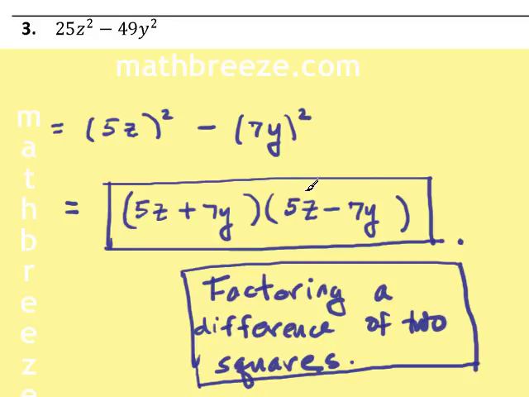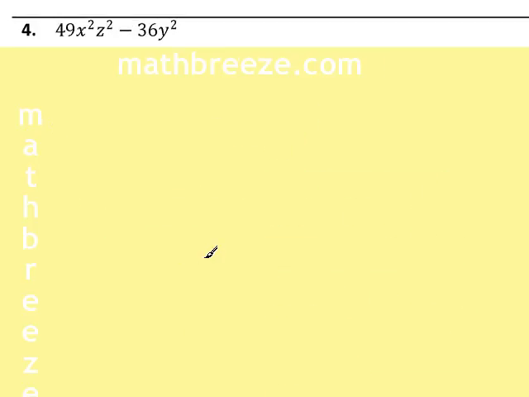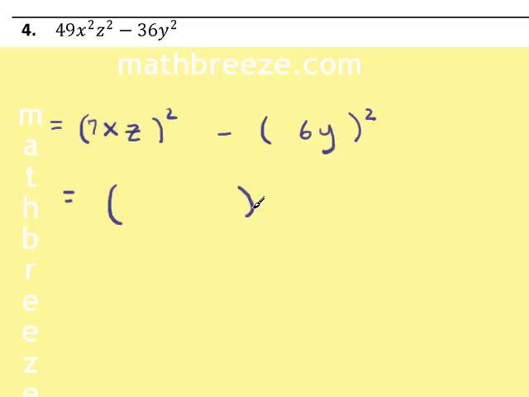So those are 2 things that we look for. Right, in number 4, we don't see a common factor, but it does look like the first term is something squared and the second one as well. So let's fill these in. The first one is 7xz squared, and the second one is 6y squared. So it is a difference of 2 squares, so we can use our formula.